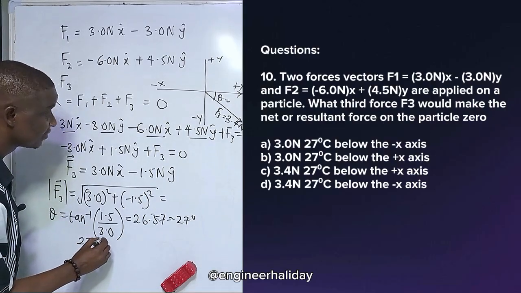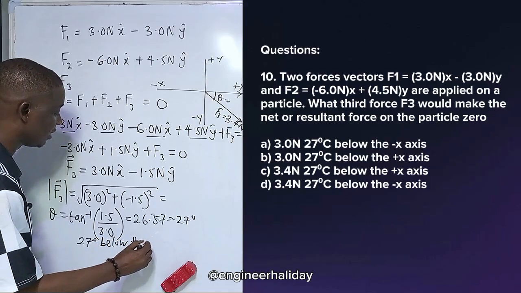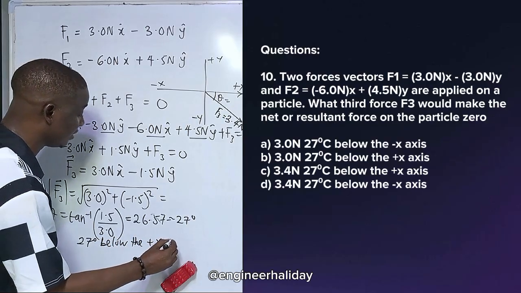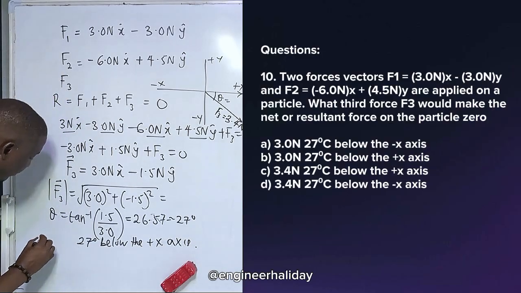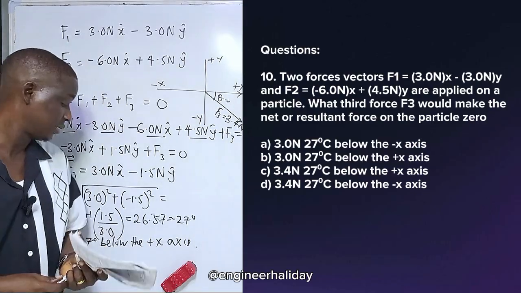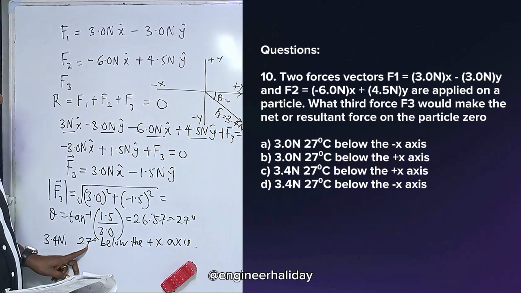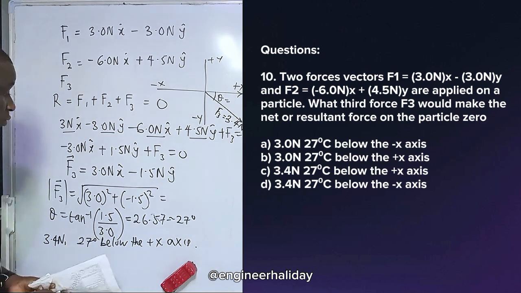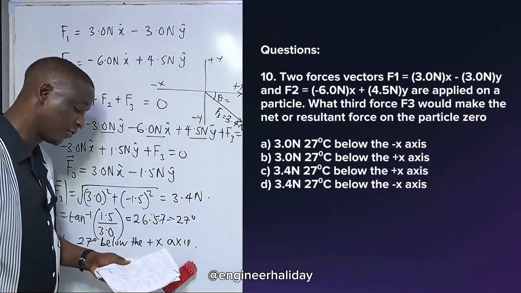Then we can interpret our answer as 27 degrees below the positive x axis. So our answer would be approximately 3.4 Newton at 27 degrees below the positive x axis. The magnitude is 3.4 Newton. Okay, so that is all that.